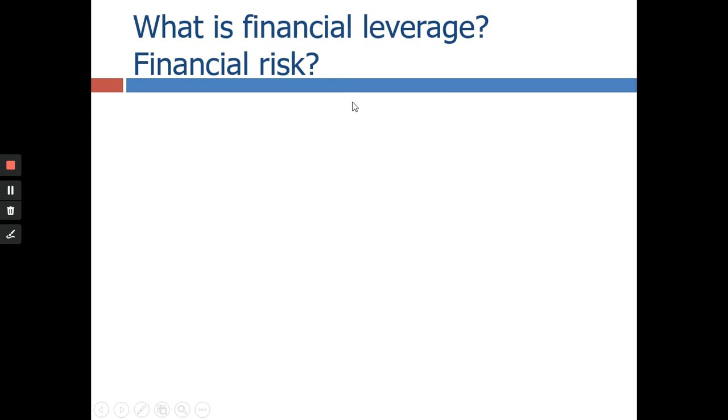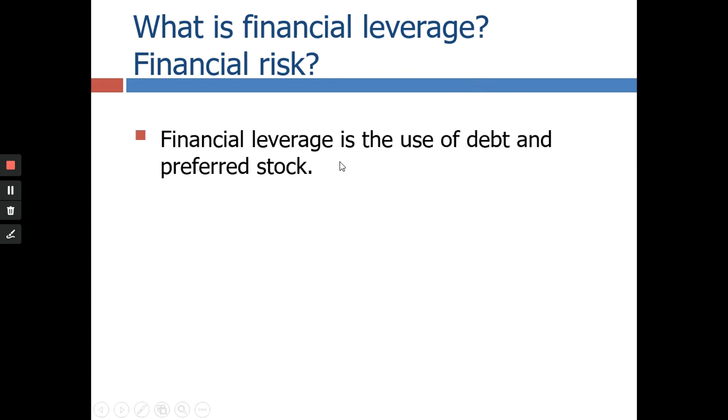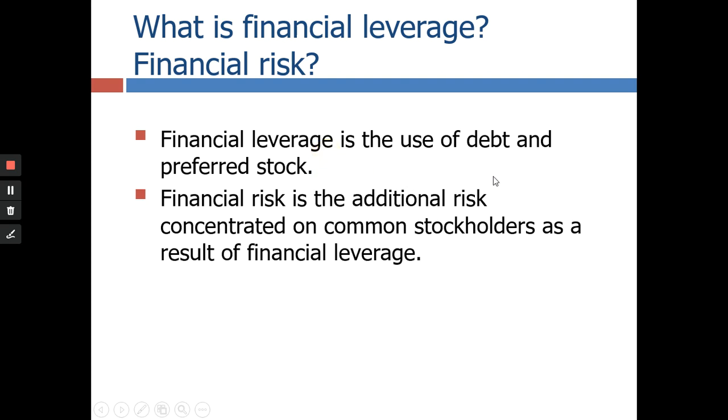Here we're going to talk about financial leverage and financial risk. Financial leverage means the use of debt and preferred stock, or preference shares. Whenever a company takes debt or preference shares or preferred stock as a source of finance, the company has financial leverage. Okay, what about financial risk?